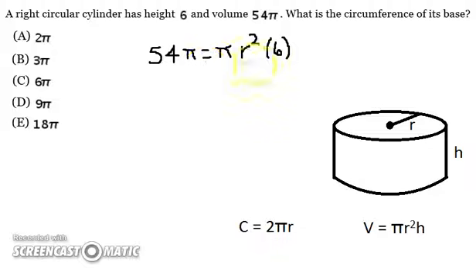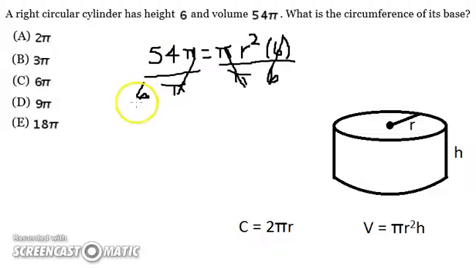So to solve this equation, we need to get this r squared on the side by itself. I'm going to divide both sides by pi. Those cancel and those cancel. Now we have 6r squared equals 54. I'm also going to divide both sides by 6. And 54 divided by 6 is 9. So r squared equals 9.